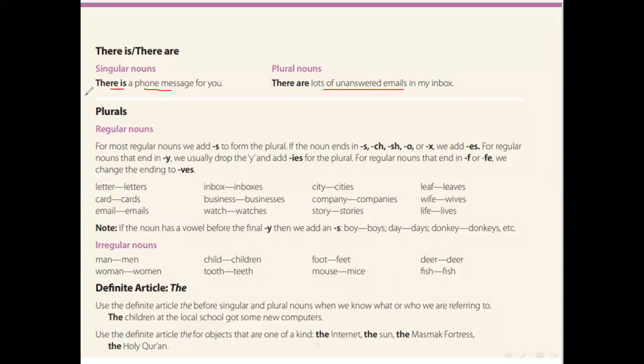What about plurals? How can we form plurals or change nouns from singular into plural? There are two kinds of nouns, regular nouns, number 1 or number A, and irregular nouns. What about regular nouns? How do we change singular nouns into plural nouns? For most regular nouns, we add S to form the plural, like cat, cats, girl, girls.